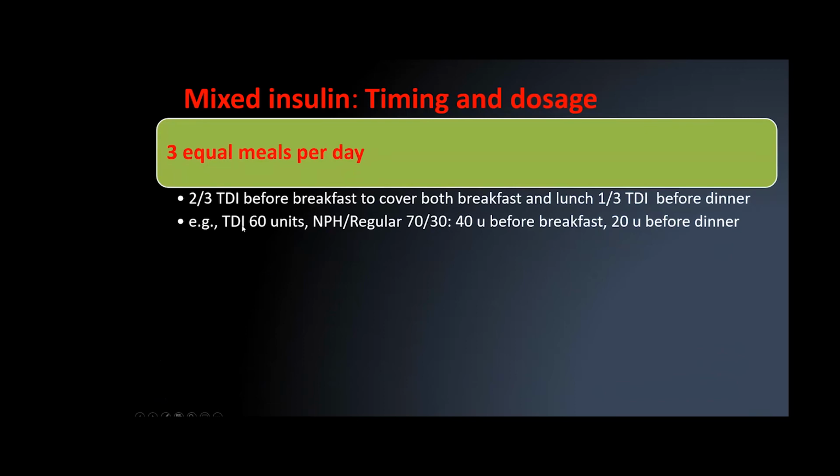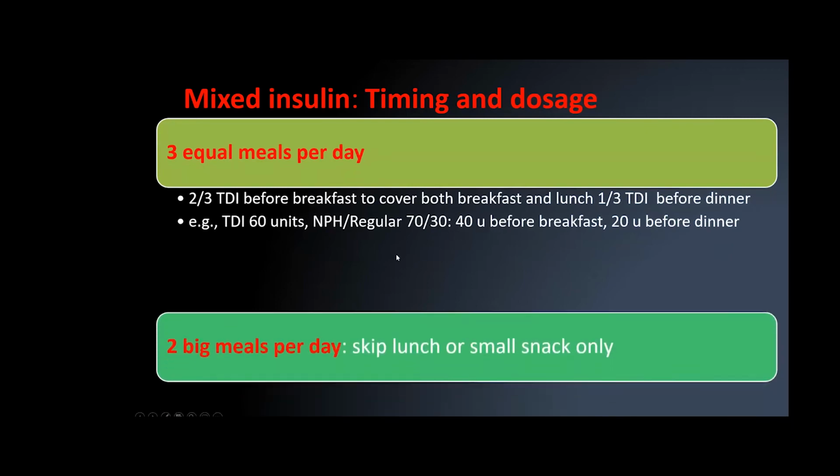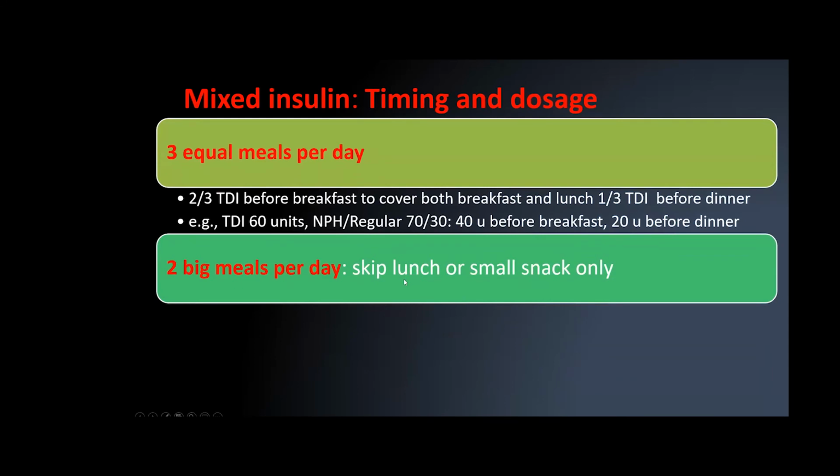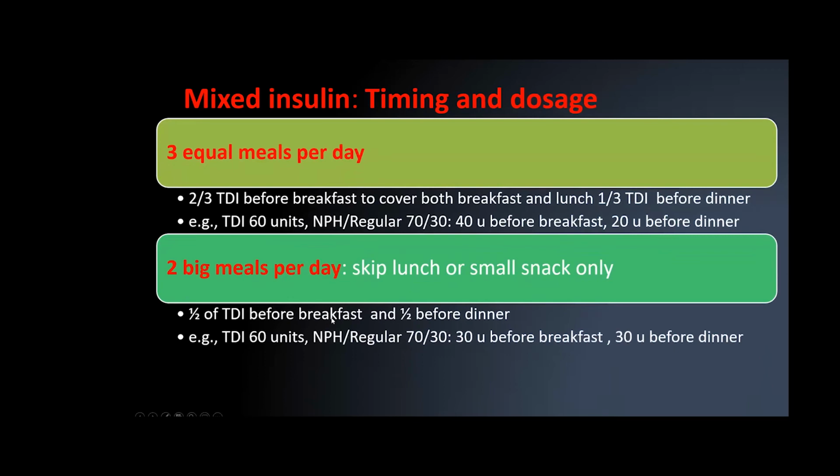So somebody who has a daily insulin requirement of 60 units, you can give 40 in the morning before breakfast and then 20 before dinner. So if the patient eats two big meals and skips lunch, then you can use a 50-50.